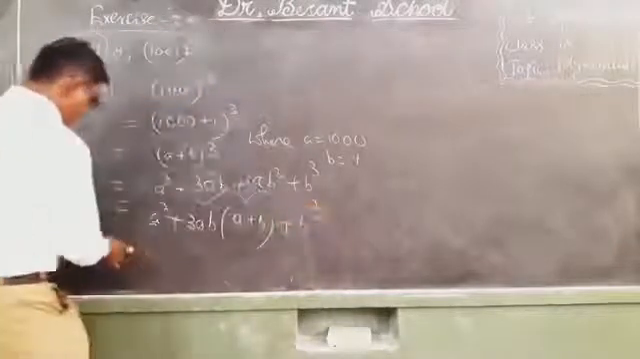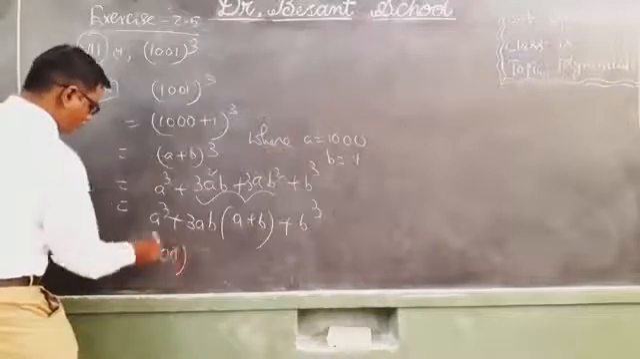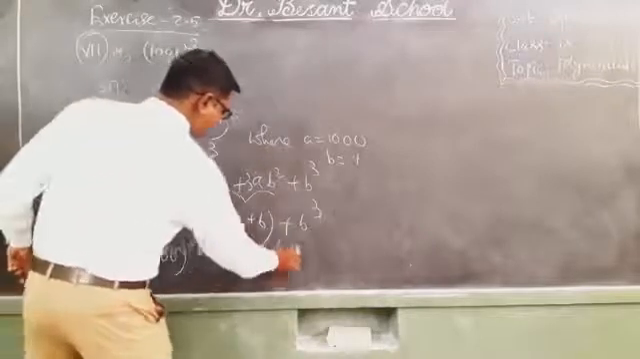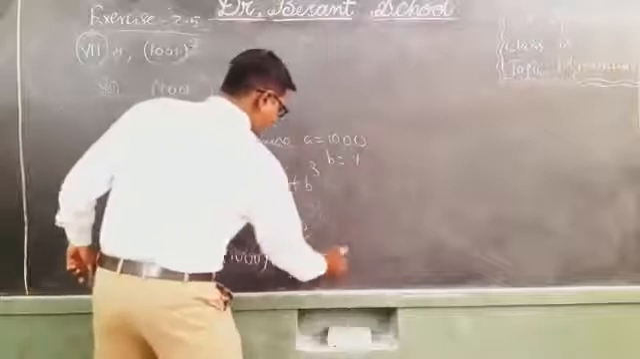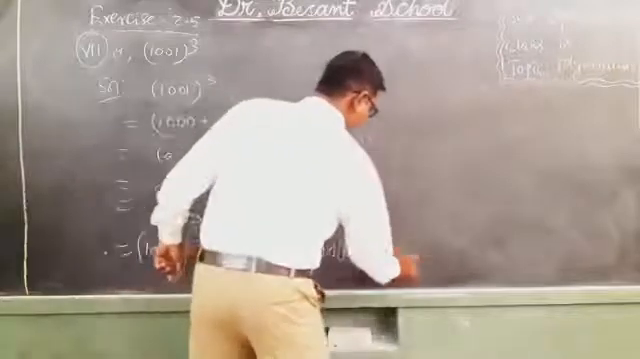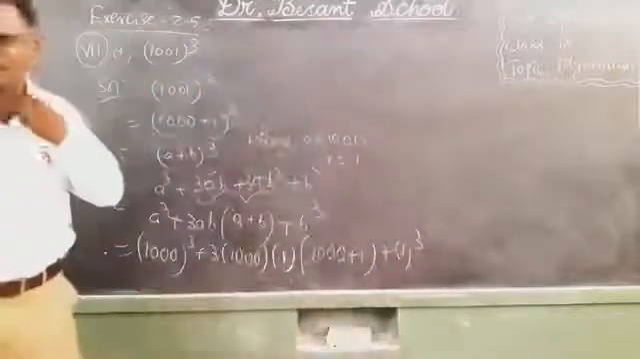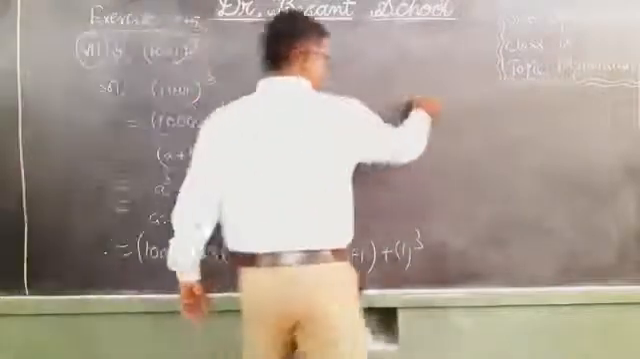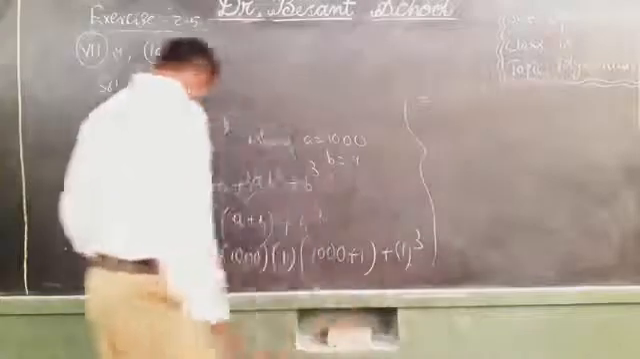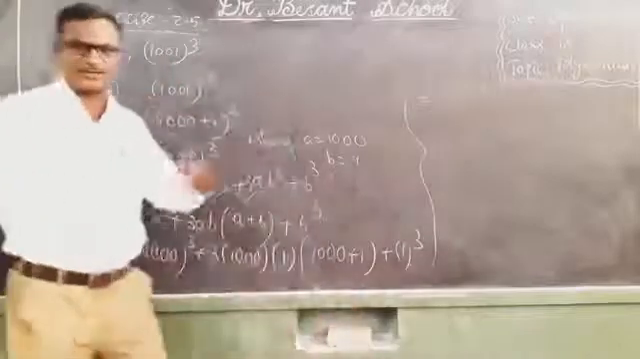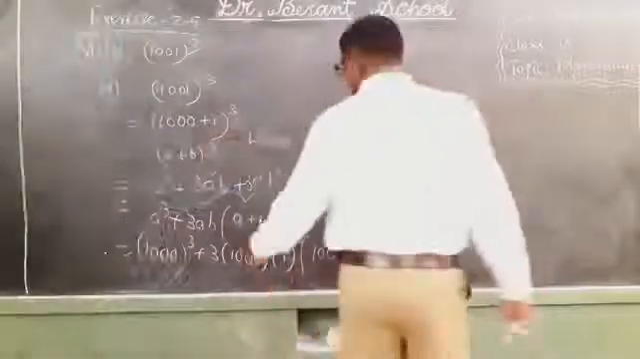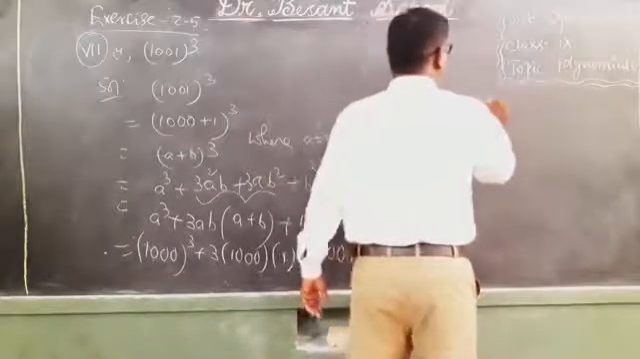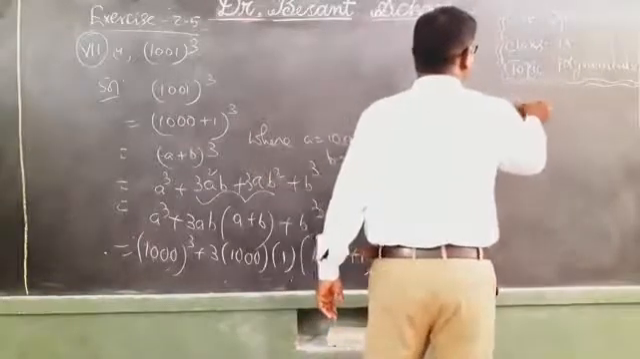Now replace a means 1000 whole cube plus 3 into a means 1000 into b means 1 into a plus b means 1000 plus 1 plus b cube means 1 cube. Okay children, I replaced those values. So 1 cube means 1 only. 3 zeros whole cube means 3 into 3 into 3, 3 plus 3 plus 3, that is 9 zeros you will get. 1, 2, 3, 4, 5, 6, 7, 8, 9.